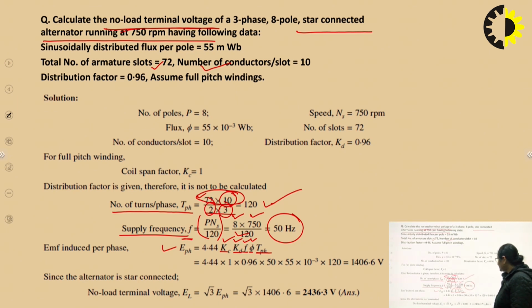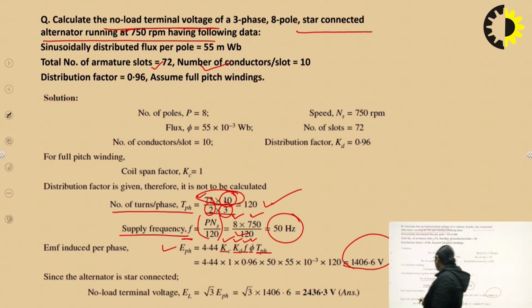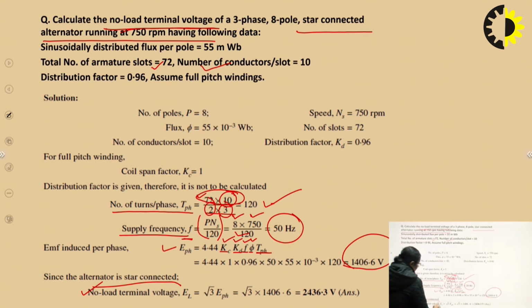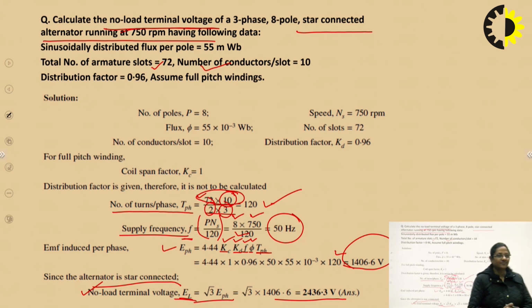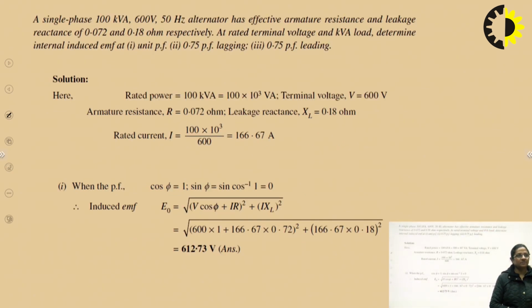So solving this, you will get an induced EMF per phase value as 1406.6 volt, and as the alternator is connected in star, the no load value of the terminal voltage would be √3 times of what we have calculated here. So it comes out to be 2436.3 volt approximately, right? Now let us proceed to the next question.